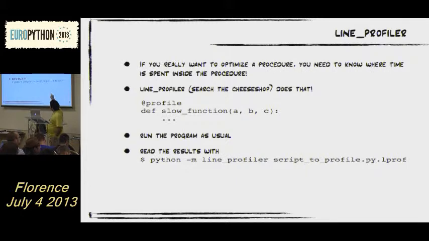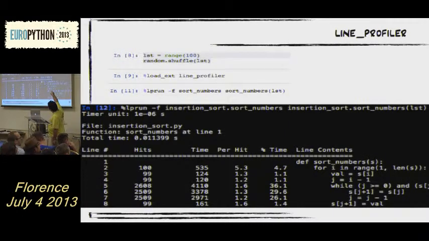You can just install that from the cheese shop, and you can work with that in two ways. First, you can take your source code and use the profile decorator on the methods that you actually want to profile. Then you run the program, and you can access the results like this. Okay, line profiler is a module, and you can get to that. Of course, you can use IPython in a more convenient way, like this. So, for example, we have a list, we shuffle it, we load this extension for IPython, and we can use %lprun to run the code.